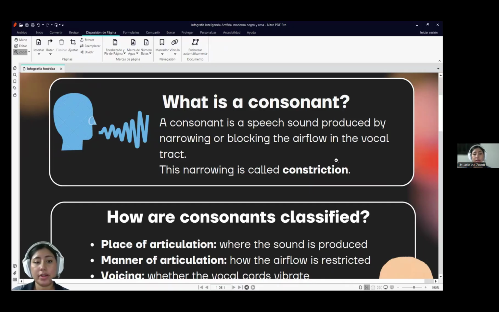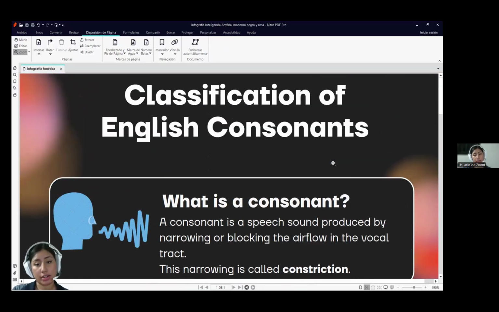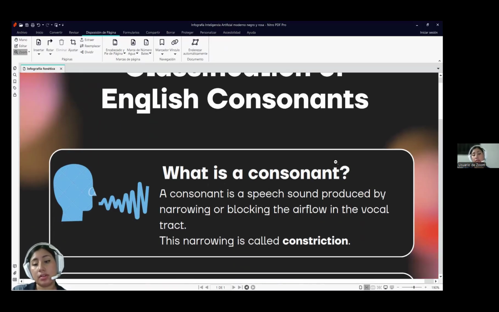Good afternoon, everyone. My name is Anna, and today we are going to learn about English consonants and how they are classified. By the end of this lesson, you will be able to identify and pronounce different types of consonant sounds. So, first of all, let's see what is a consonant.